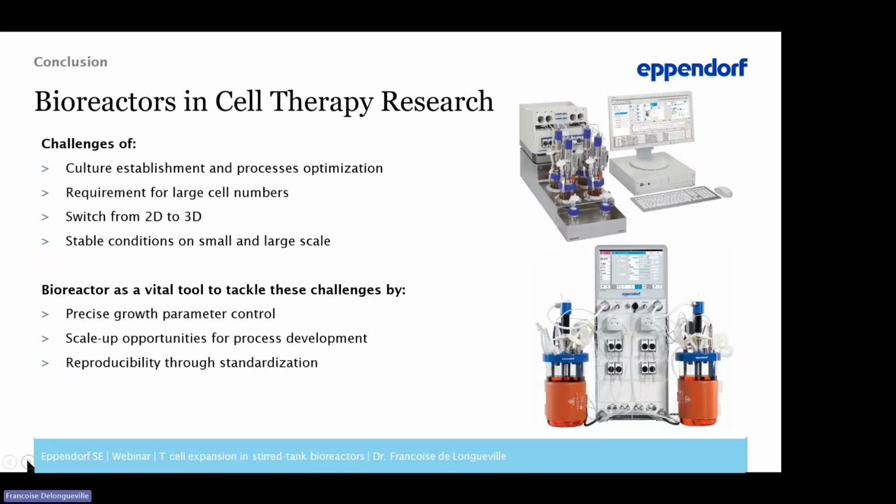The challenges of a culture, and more particularly the T-cell culture, are culture establishment and process optimization, requirement of a large cell number, switch from 2D to 3D, and having stable conditions on small and large scale. Therefore, bioreactor is a vital tool to tackle those challenges by providing precise growth parameter control, scaling up opportunities for process development, and reproducibility through standardization.